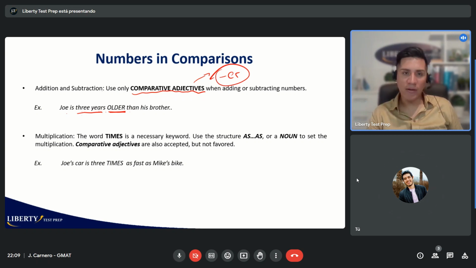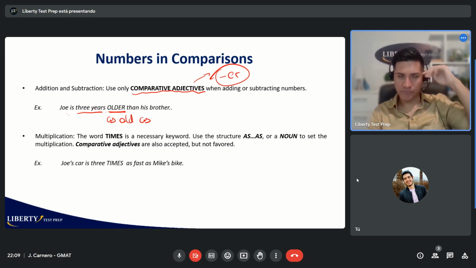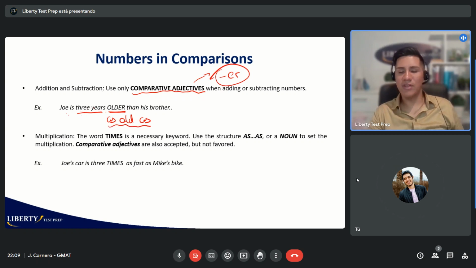Okay, that's fine. Now, what would be wrong? The GMAT sometimes is going to say Joe is 3 years as old as his brother. That would be incorrect because as old is not adding on top of the other one. So that would be wrong, and then you go with the ER if you want to add.